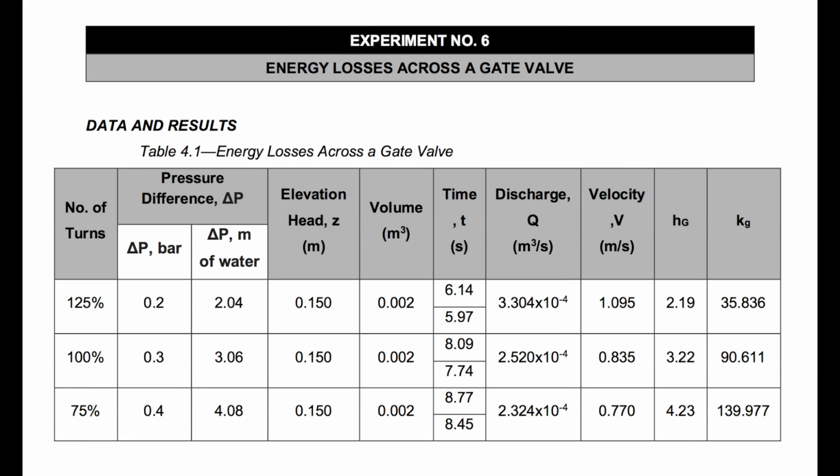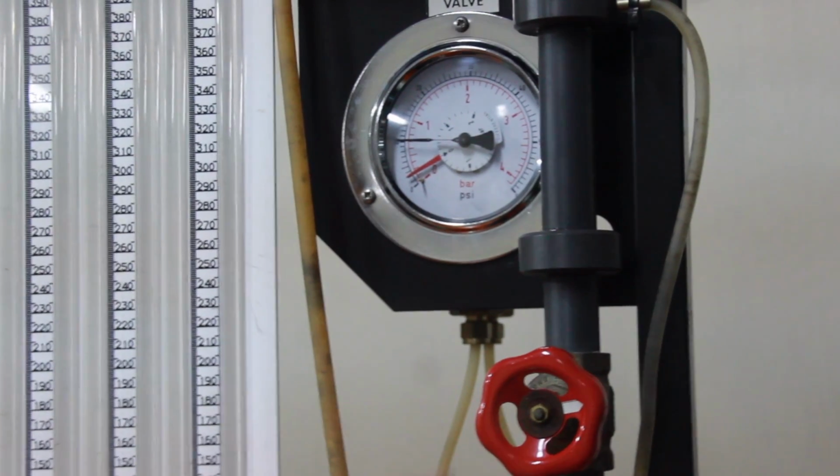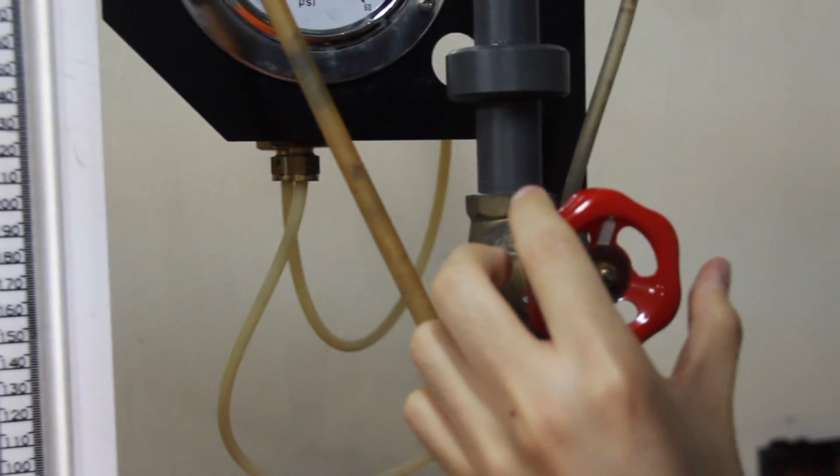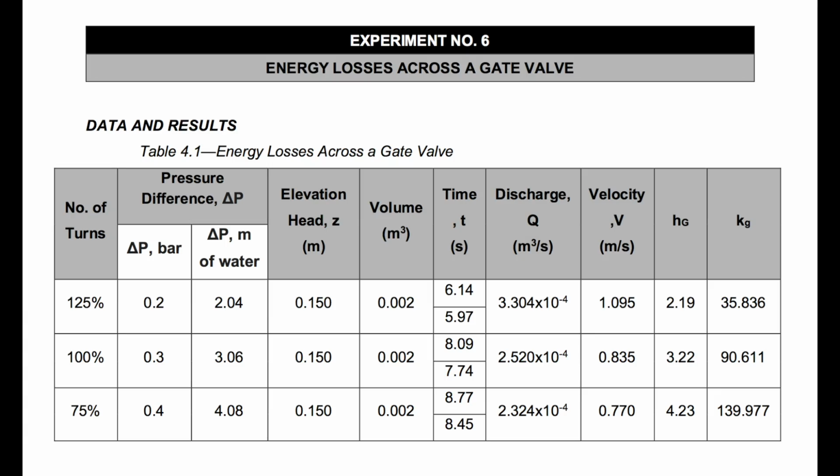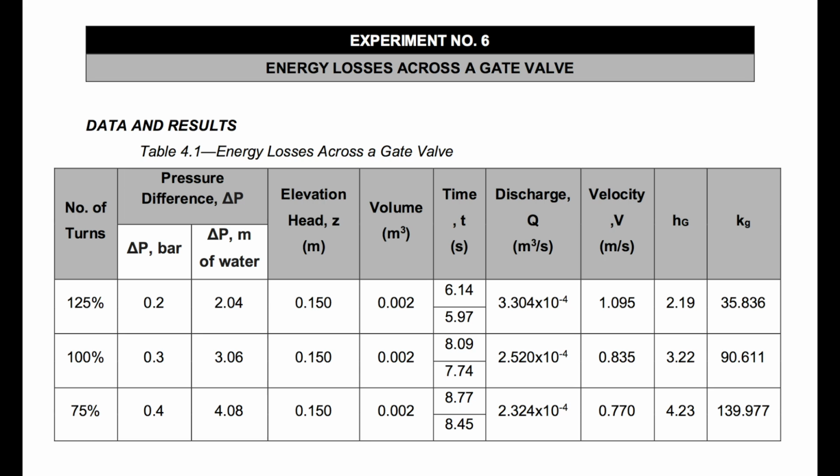This is sample data and results from one of the groups of students in the university. They did 3 kinds of number of turns: 125%, 100%, and 75%. The elevation head was kept constant, and so was the volume. The discharge, which is in cubic meters per second, varies with every number of turns.